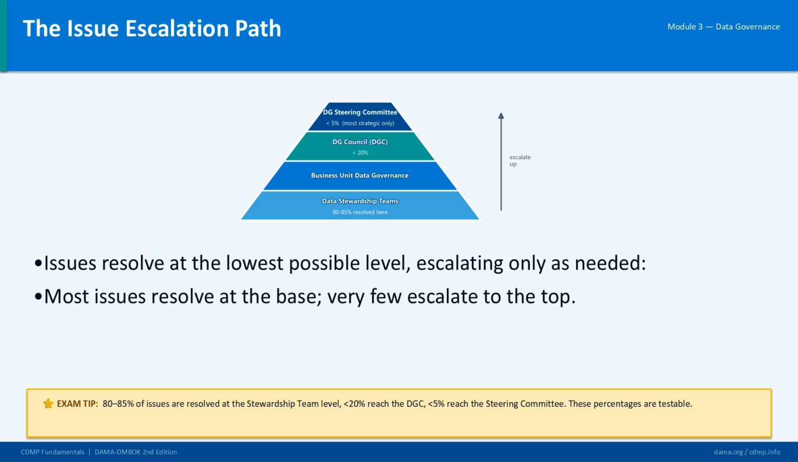Picture it as the pyramid on screen, most issues handled at the bottom by stewards, a smaller slice rising to the council, and just a sliver reaching the steering committee. Those percentages: 80 to 85% at the stewardship level, under 20 to the council, under 5 to the steering committee, are exactly the kind of detail the exam likes to quiz.